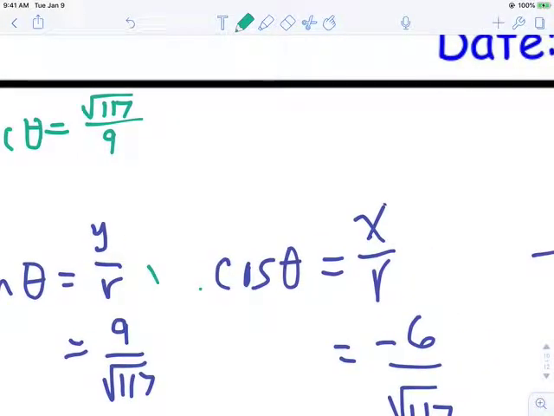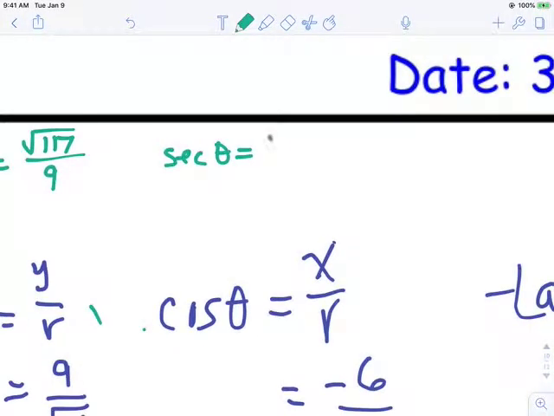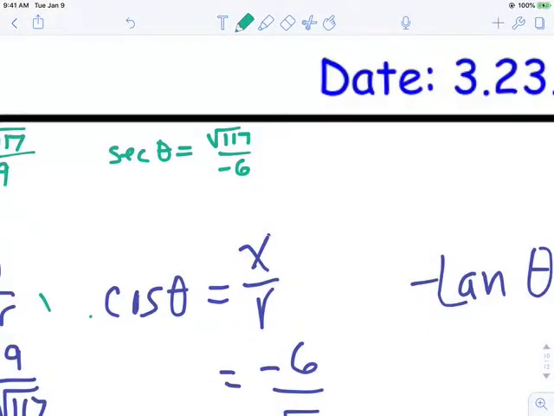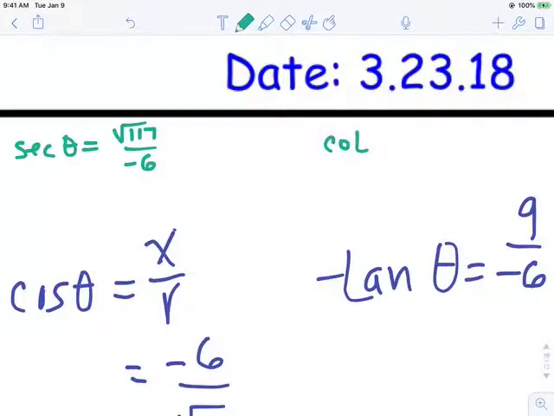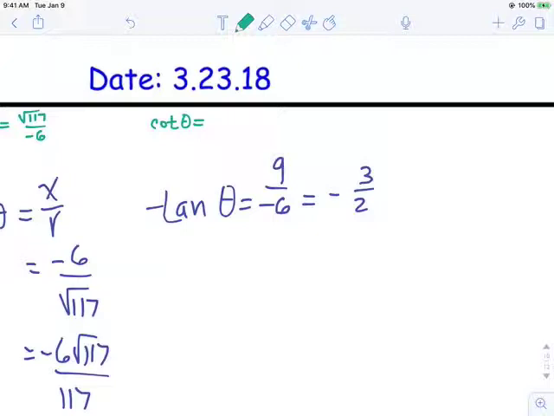Okay, so what's secant of theta? Secant of theta? Square root 117 over negative 6. There you go. Cotangent of theta? Well, yeah, but let's reduce, right? It's negative 6 over 9, but let's just say it's negative 2 over 3.